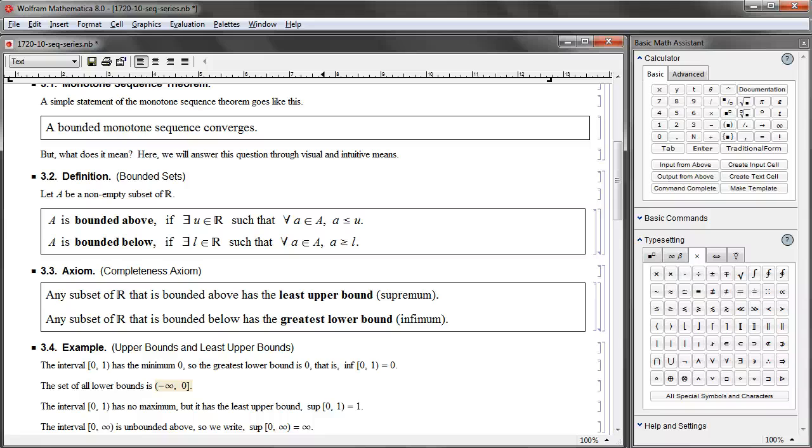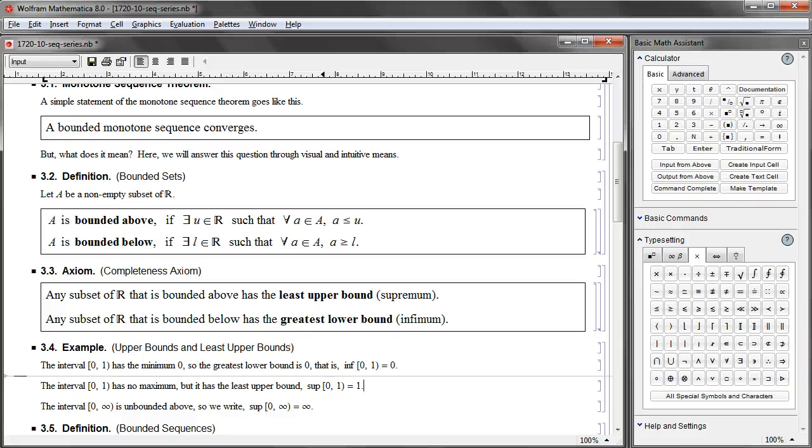So the greatest lower bound is 0. I'm not going to prove it here, but you can always prove that if the minimum exists, then that's always the greatest lower bound, and if the maximum exists, then that's always the least upper bound. The minimum and maximum do not always exist, as you can see in the second example here.